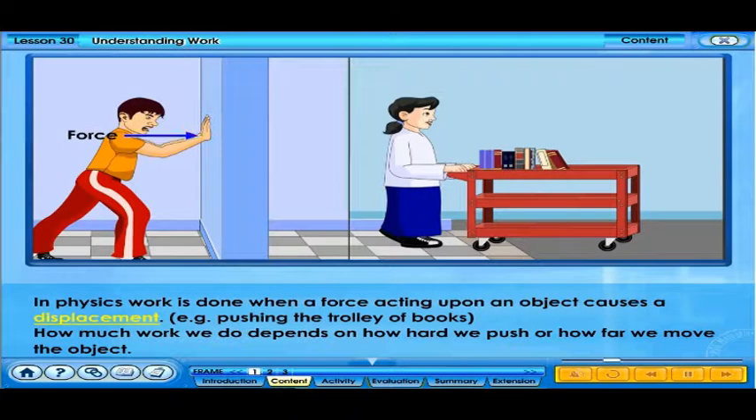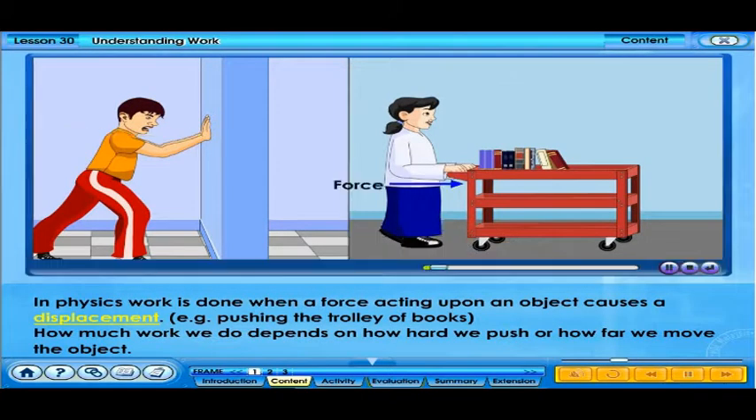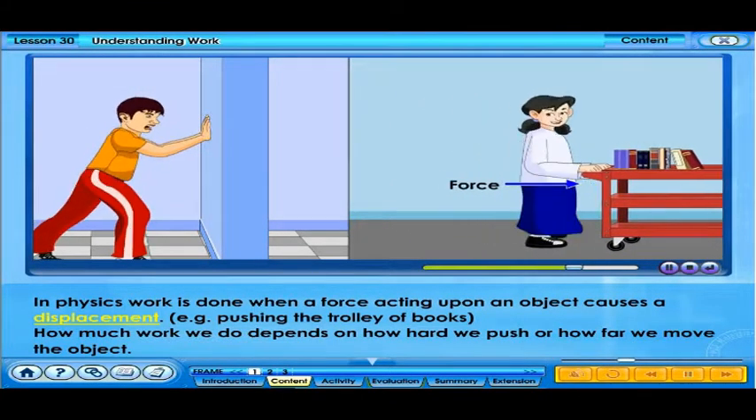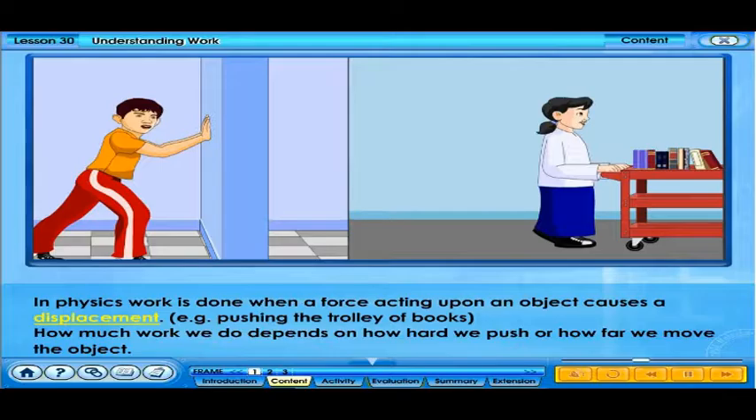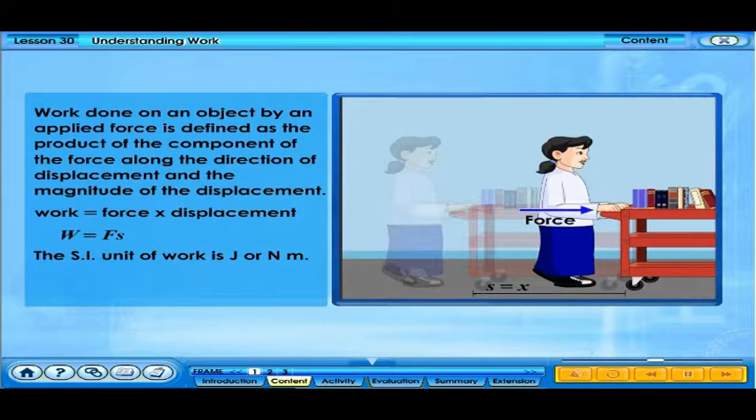In physics, work is done when force acting upon an object causes a displacement. For example, pushing the trolley of books through a distance. How much work we do depends on how hard we push or how far we move the object. Work done on an object by an applied force is defined as the product of the component of the force along the direction of displacement and the magnitude of the displacement. Work equals force times displacement. W equals Fs. The SI unit of work is joule or Newton meter.